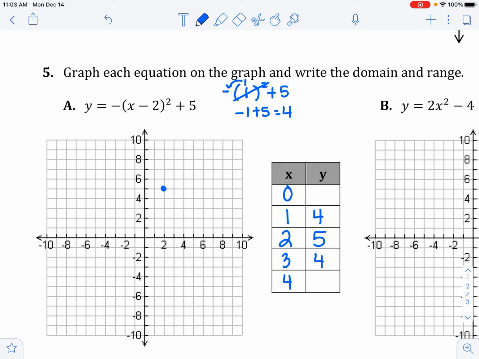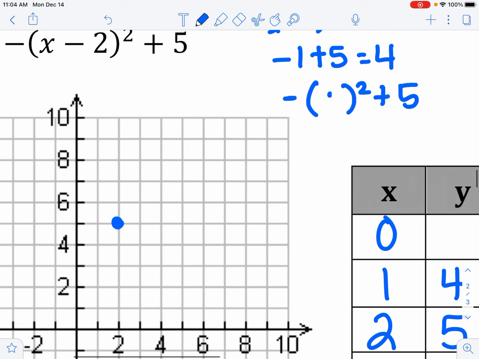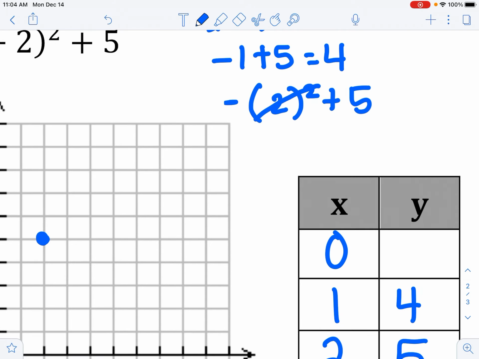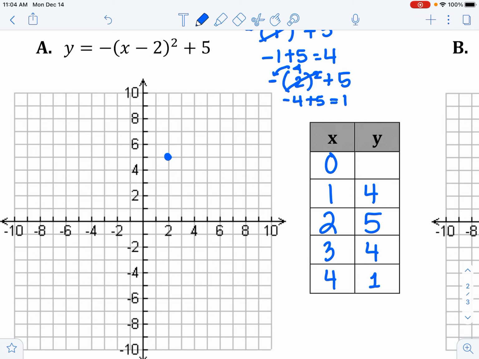All right, now I'm going to plug in 4. So I have the opposite in front. I'm going to plug 4 into my parentheses, square it, and add 5. If I plug in 4, 4 minus 2 is 2. All right, remember order of operations. You have to square this 2 first, which is 4. Multiply it by -1, which is -4. And add 5, which is 1. So when I plug in 4, I get 1. When I plug in 0, I will also get 1.